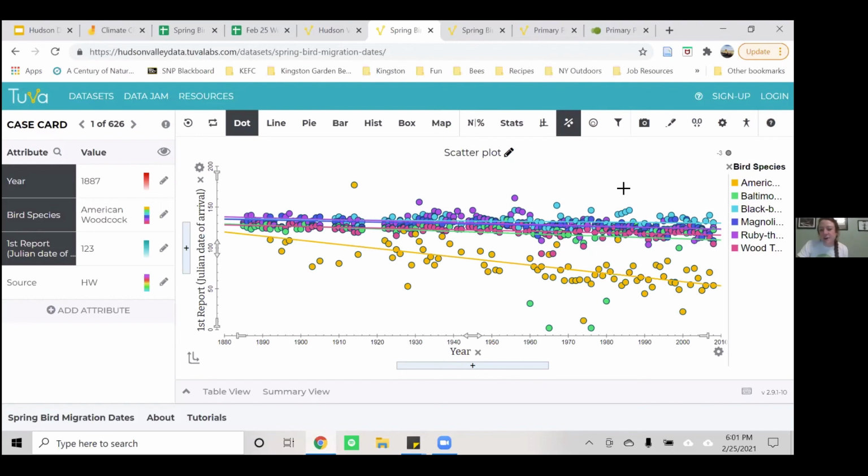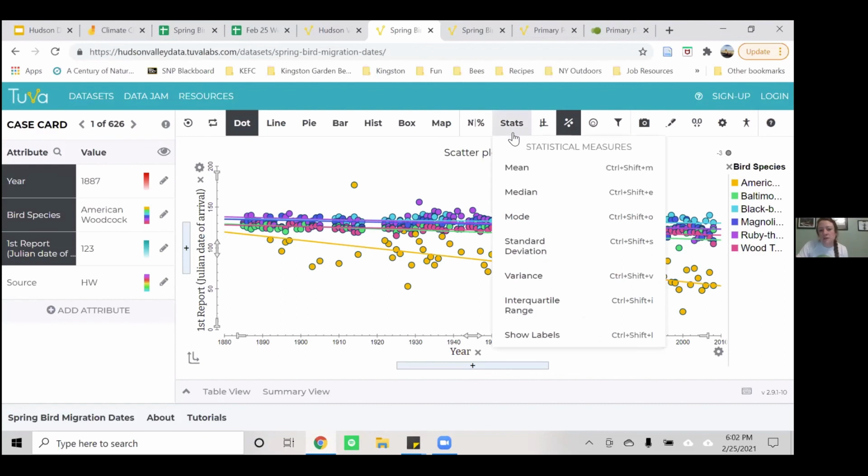Yeah, and you can see the oriole and the black-billed cuckoo, the magnolia warbler, they're all kind of similar. And then this orange one here was one that Ashley graphed, the American woodcock. And that's the one that we can see is really dropping in slope and coming earlier and earlier and earlier. If you want to, you can hover over them and you can see the stats. It's got the equation and not the R squared, but it gives you the R value. So you have to do a little bit of math and actually square it.